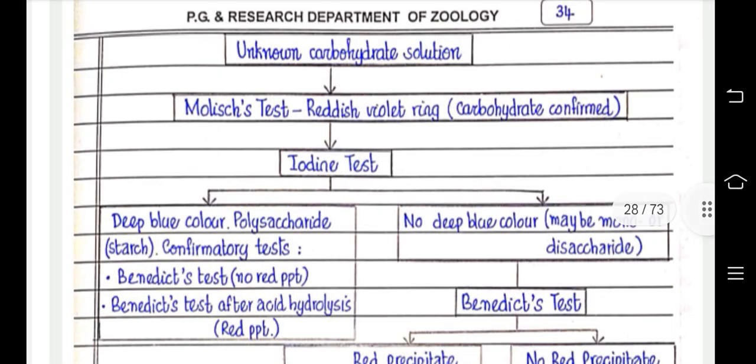Unknown carbohydrate solution. Molisch test. Reddish violet ring. Carbohydrate confirmed. Then iodine test. Deep blue color, polysaccharide starch. Confirmatory test. Benedict test. No red precipitate. Benedict test after acid hydrolysis.